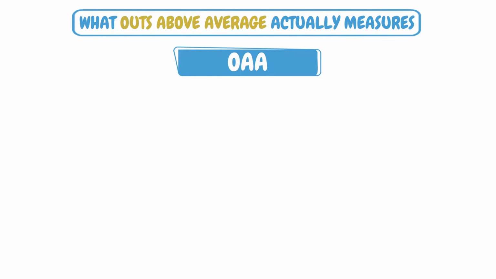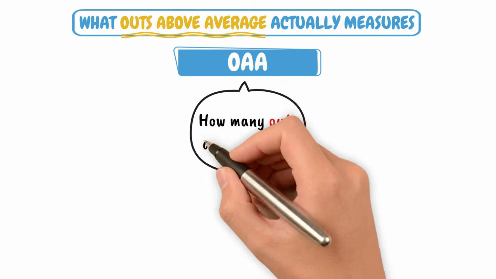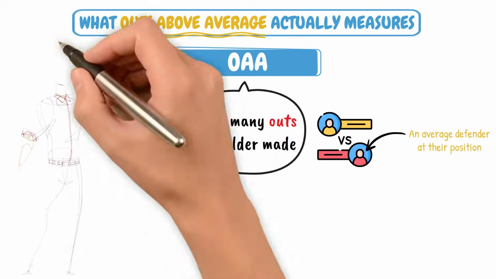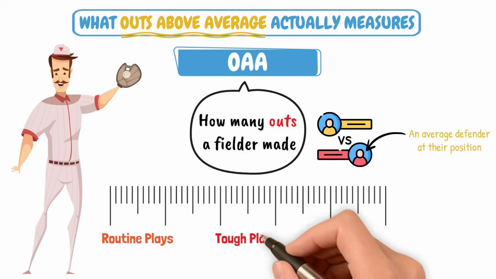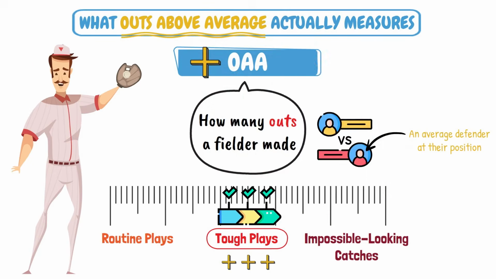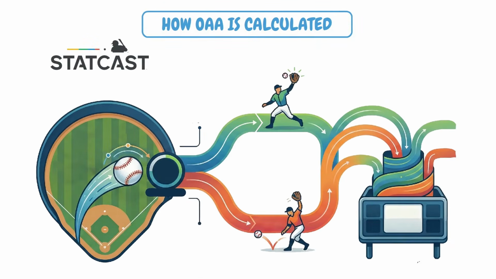OAA stands for outs above average, and it's exactly what it sounds like. It tells you how many outs a fielder made compared to an average defender at their position. Every defensive opportunity is graded individually: routine plays, tough plays, and impossible-looking catches. Each one gets a value, and if you make the tough ones more often than expected, you add outs above average to your total. So how does StatCast actually turn a diving catch or a bobbled grounder into a number that we can rely on?